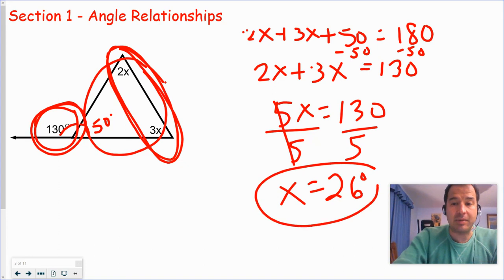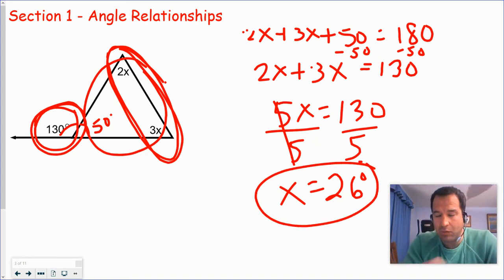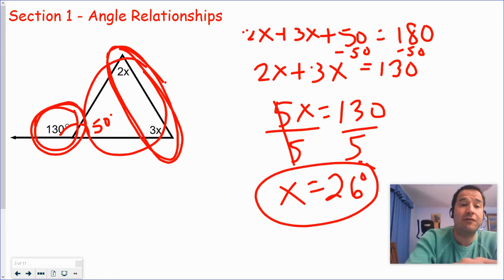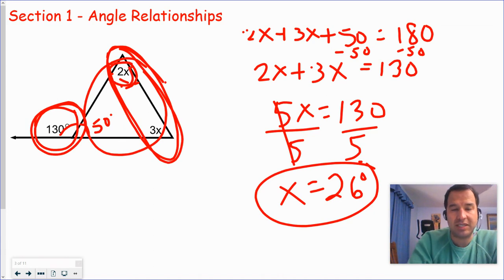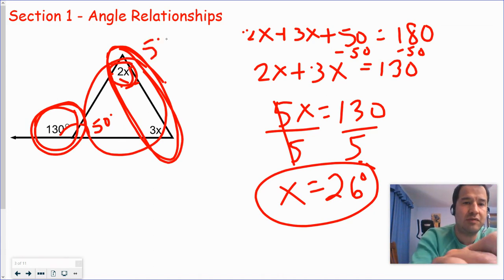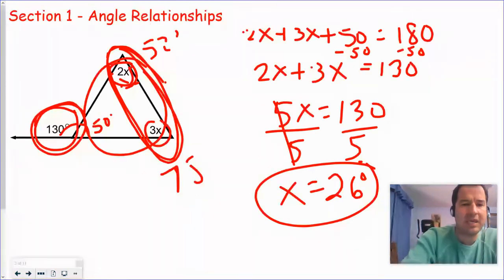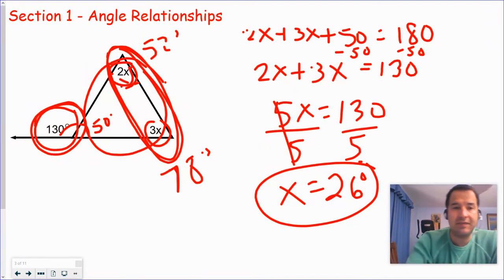Now, ladies and gentlemen, if we're looking for x, that would be correct. However, if they're looking for these angles, you have to be careful. If you're looking for the angles, that means you actually have to multiply 2 times 26 and get 52. This one's 52 degrees. And then 3 times 26 gets you 78 degrees. And then 78 plus 52 plus 50 would be 180. So there are two ways you could handle that one. You need to know how to use both because sometimes one will be easier than the other. Okay?